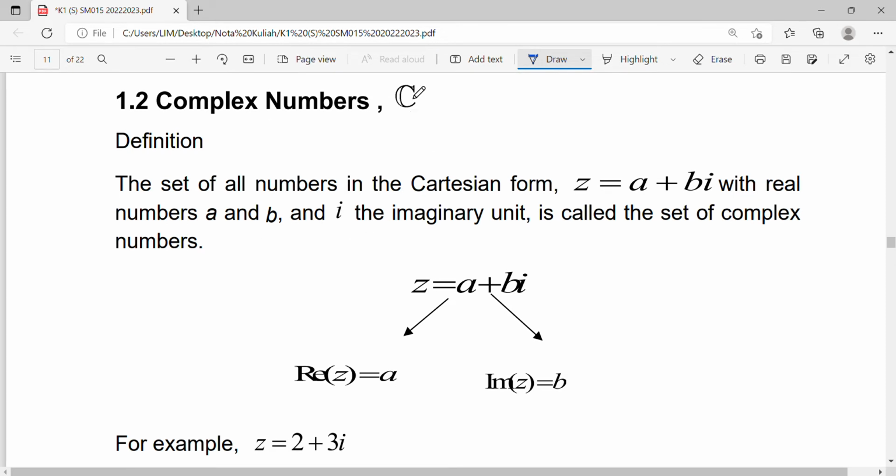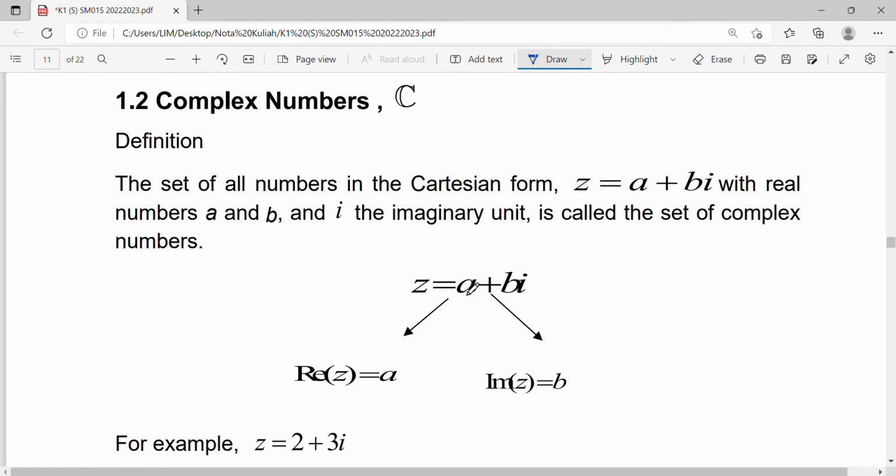So complex numbers are denoted by C for their category, but normally we represent it with Z. We will write it in Cartesian form, or we call it standard form. So Z equals A plus Bi. A plus Bi in this pattern is standard form. We have another form to learn, which is polar form, that you will learn in your tutorial. Okay, so we learn about standard form first.